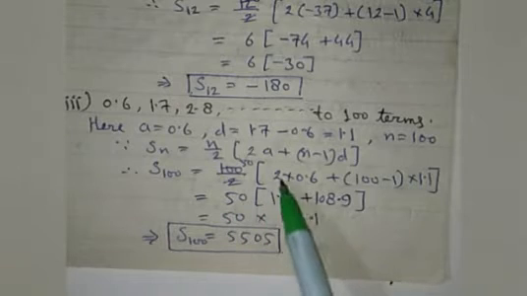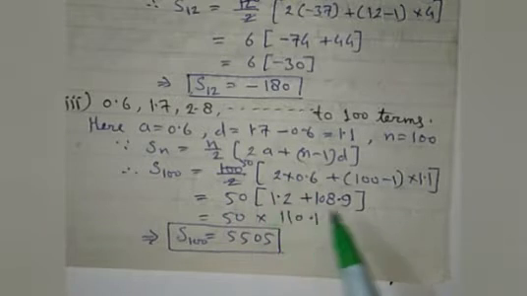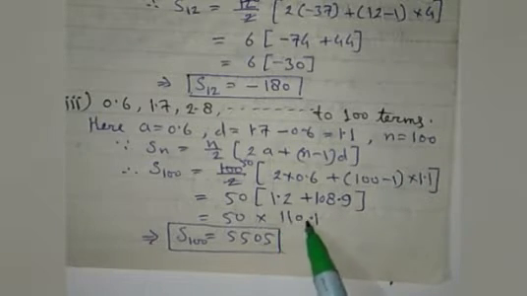Here 100 divided by 2 will give 50. 50 into (2 into 0.6 is 1.2 plus here 99 into 1.1 will give 108.9). So here it is equal to 110.1. Multiplying by 50 you will get S100 equal to 5505.